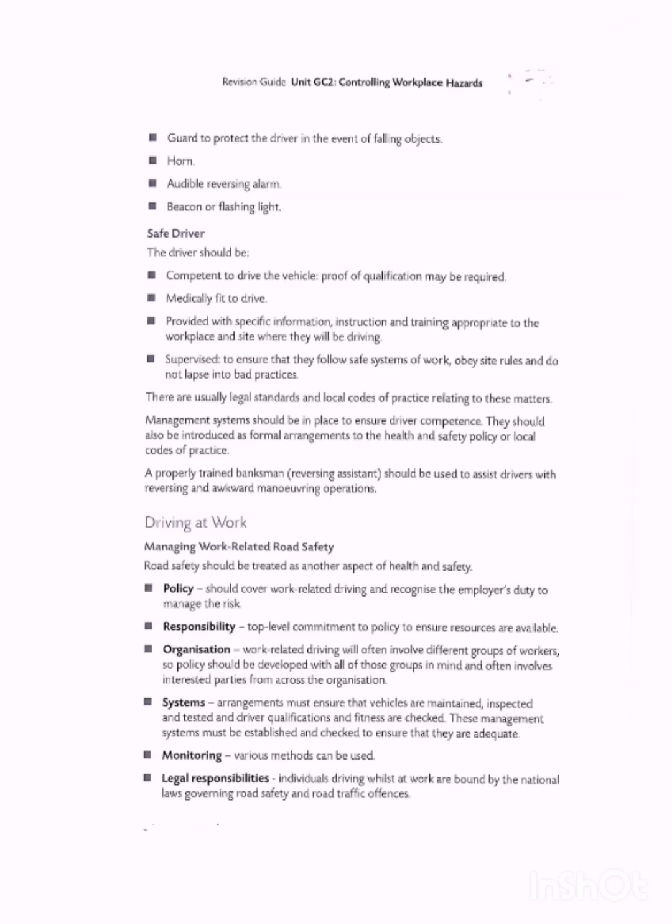Then we're talking about medical fitness of the driver also. Then we're talking about providing specific information, instruction and training appropriate to the workplace and the sites where they should be driving. So like if a driver is driving for a very big company, right?